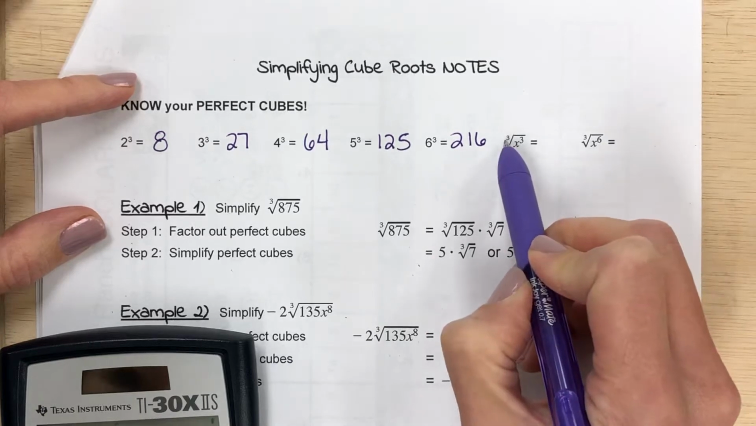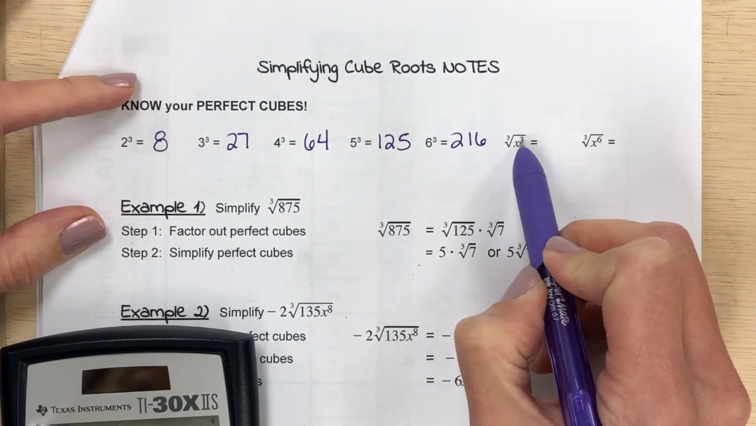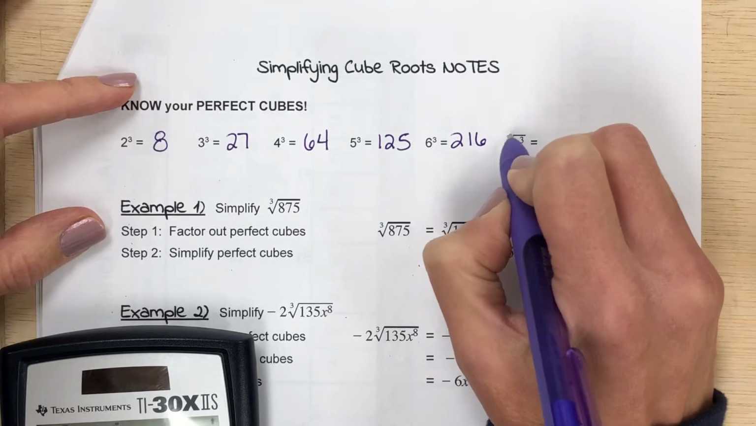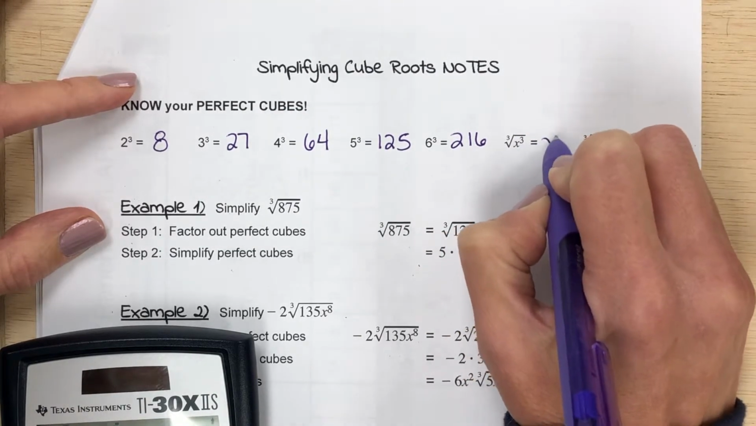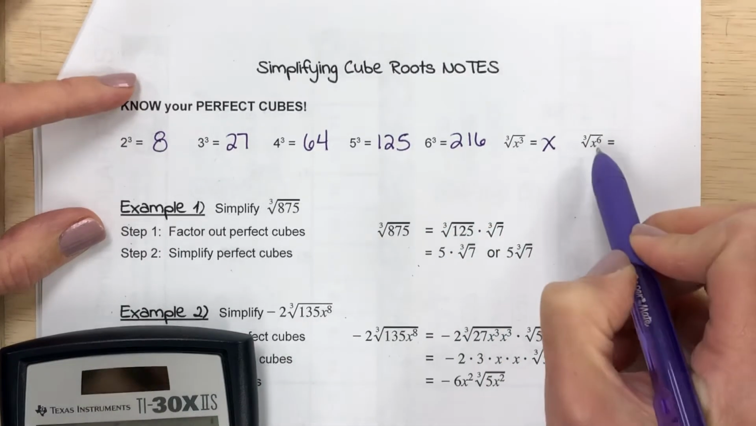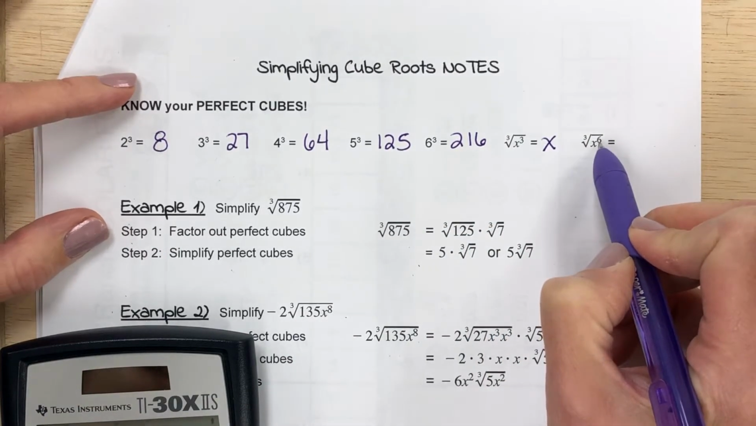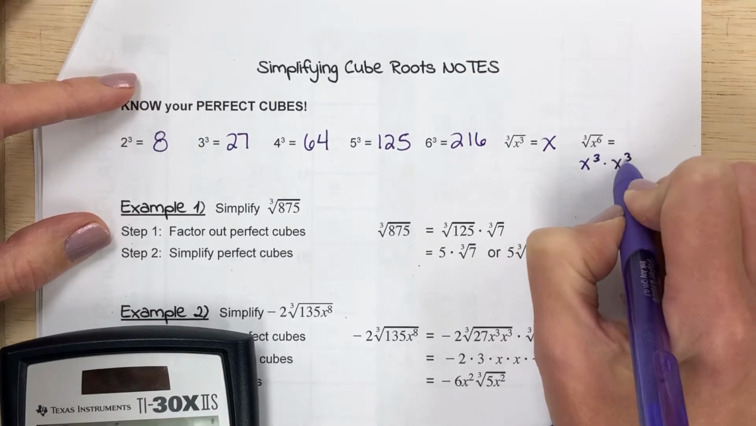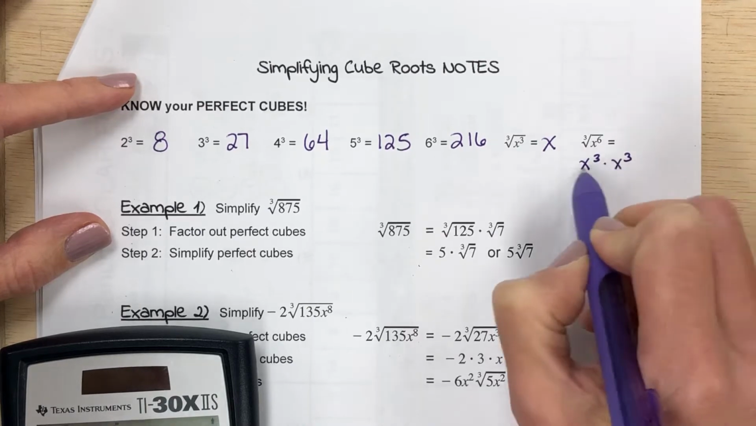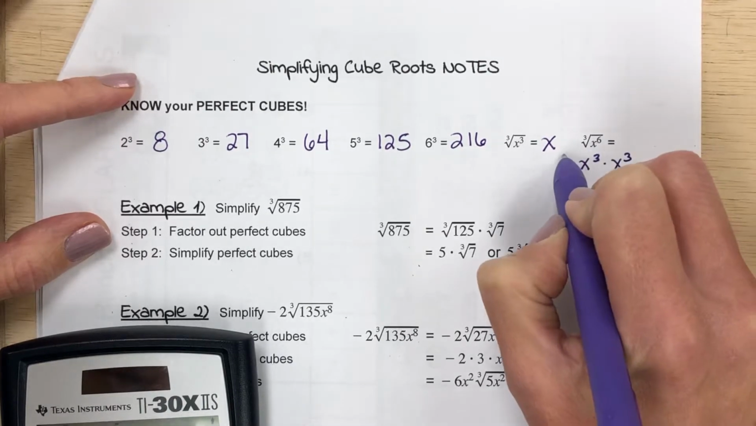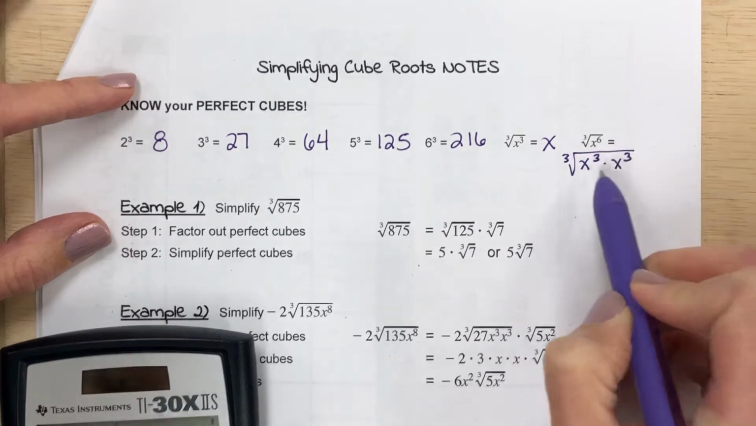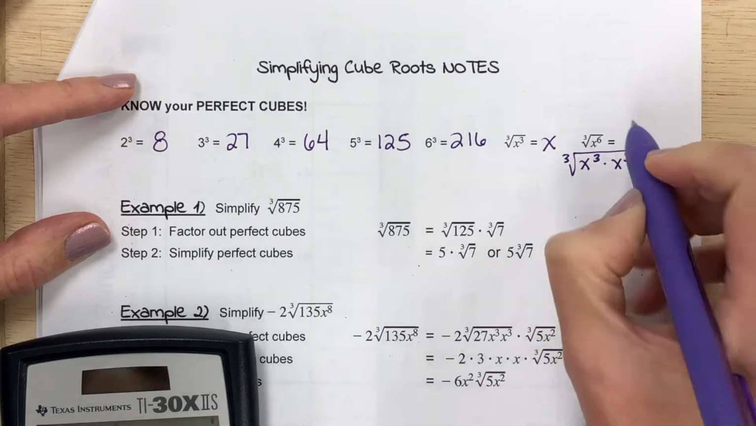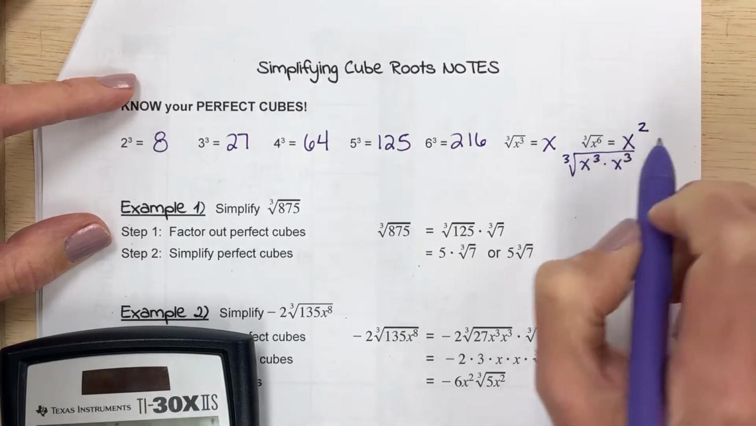The cubed root of a perfect cube is just that number itself. So if I have x to the third and I take the cube root of that, my answer is just x. Same thing if I have x to the sixth: this becomes x to the third times x to the third, because when we are multiplying, we add our exponents. Taking the cubed root, the cubed root of x to the third is x, and again x, so this is x squared.